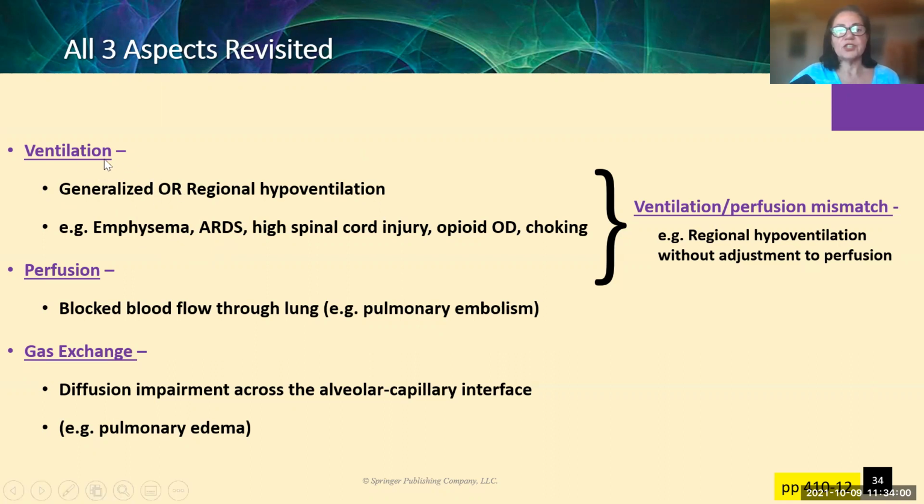But then there could be generalized hypoventilation, like for example, with a high spinal cord injury and there's damage in the medulla, that it's going to be controlling respiratory rate. That can cause just breathing to go down. An opioid overdose, that's going to depress respirations. If somebody's choking, all right, you get the idea. All right, so that's ventilation, air in and out.